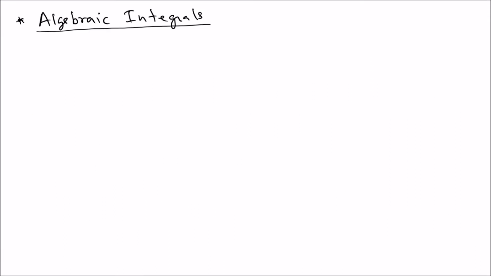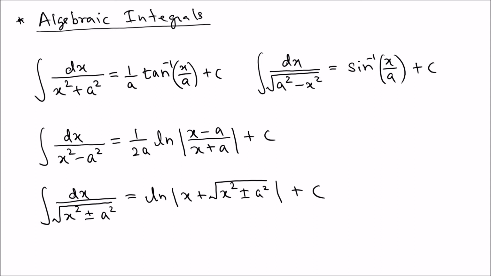So we have these four algebraic integrals that are very important. The first one is very important. It is dx divided by x squared plus a squared, which is 1 over a tan inverse x over a. And the other one is dx divided by the square root of a squared minus x squared. Remember the order: a squared comes first, then a minus sign, and there's a square root, which is sine inverse x over a plus c.